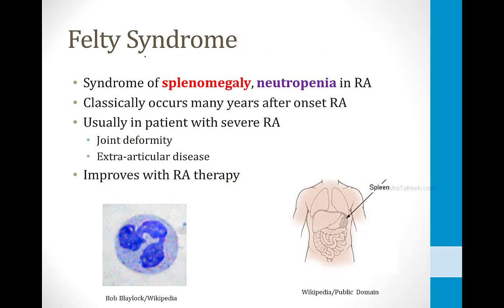This is a rare complication of rheumatoid arthritis that occurs in a small percentage of patients. It consists of a triad of rheumatoid arthritis plus splenomegaly and neutropenia, and it classically occurs in someone who's had rheumatoid arthritis for many years and who has severe disease, including joints that are deformed and lots of extra joint involvement. There's no specific therapy for it, and it usually improves with rheumatoid arthritis treatment. And that concludes our module on rheumatoid arthritis.